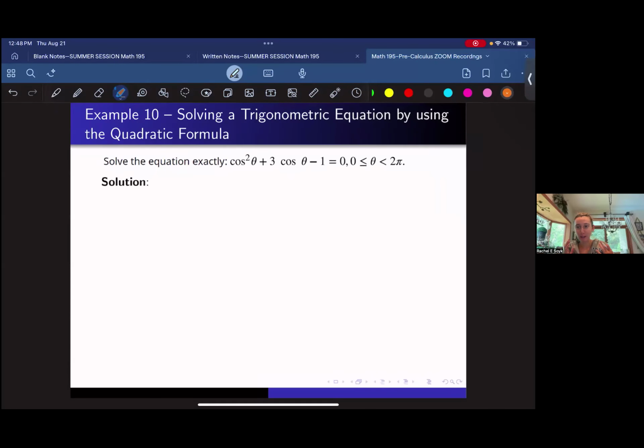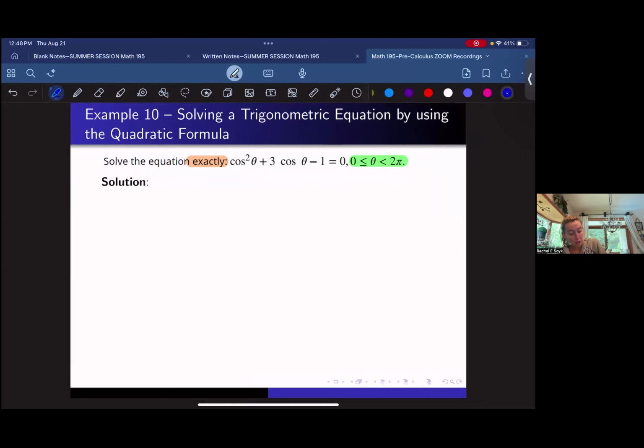All right, so we are finally on the last example for this section. We're asked to solve the equation exactly, and we're given cosine squared theta plus 3 cosine theta minus 1, and the bounds are from 0 to 2 pi. So we want our final result to be in radians.